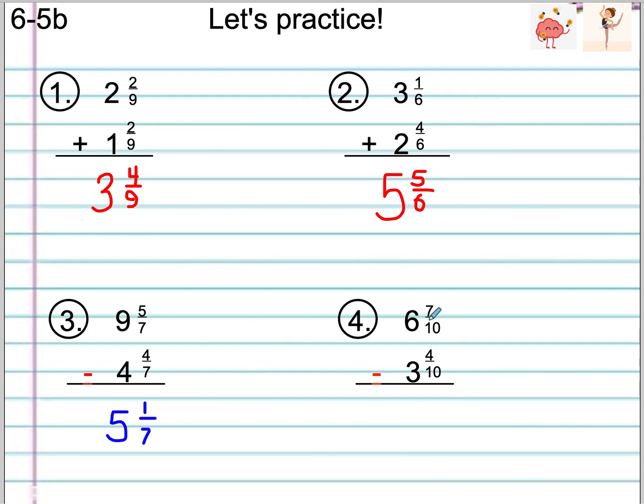Finally, we have 6 and 7 tenths, and we're going to subtract 3 and 4 tenths. Again, our denominators are the same. That's beautiful. It won't always be that easy. But if we have 7 tenths and we take away 4 tenths, how many tenths will be left over? If you wrote or typed 3, great job. That leaves us with the whole number 3, and 3 and 3 tenths is our difference.